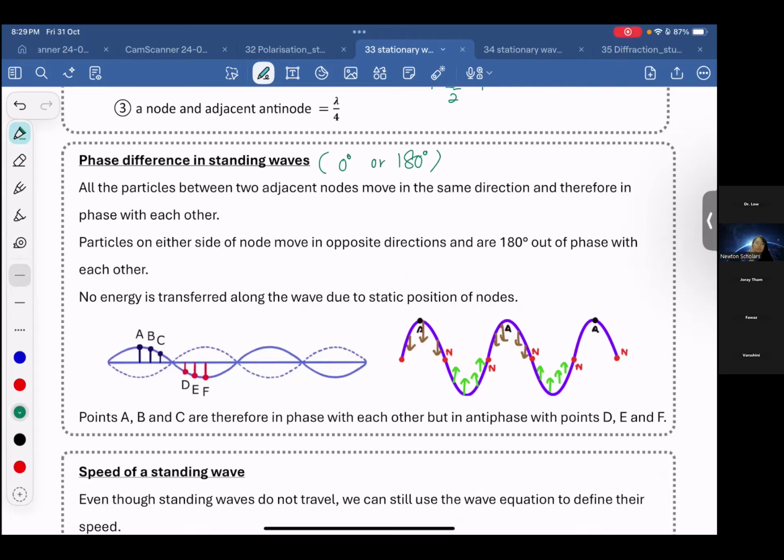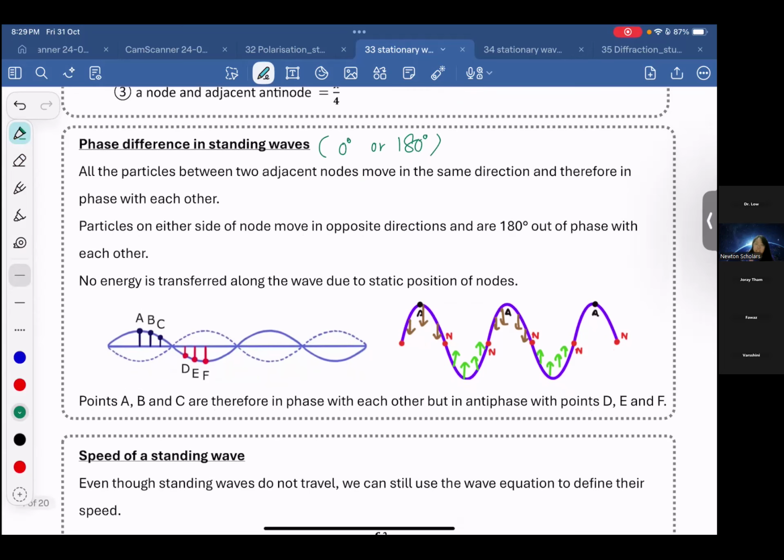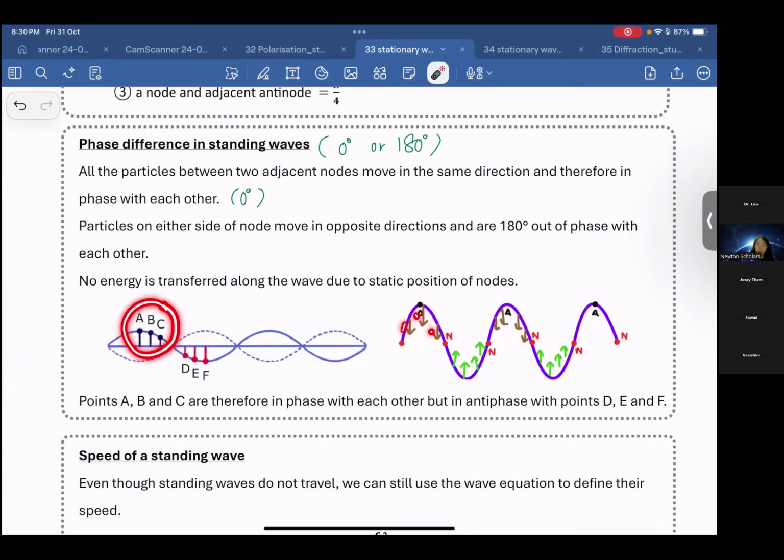Either one. Okay, so here, all the particles between 2 adjacent nodes move in the same direction, and therefore they are in phase with each other. In phase means that they are 0 degrees. Phase difference is 0 degrees. For example, between node and node, A, B, C, they are all moving downwards. So what is the phase difference between A, B, C? Answer is 0.